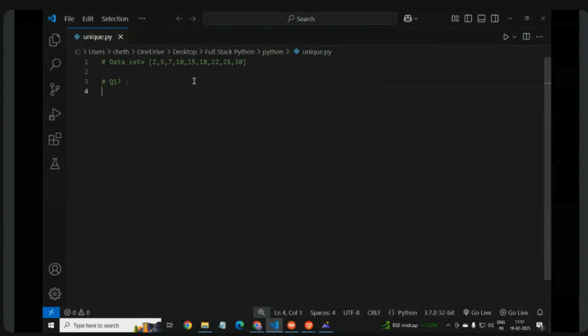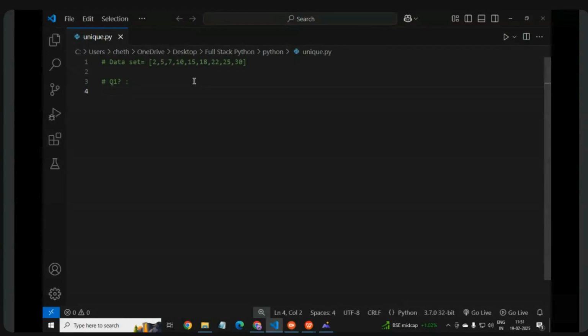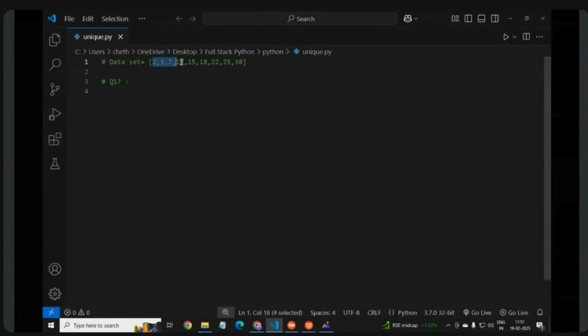So how to find this one? First of all, we have to see the data which is in the lower half. Lower half data is 2, 5, 7 and 10. Then, to find the median of the data, first of all we have to arrange that data into ascending order, like 2, 5, 7. Okay, it is already in ascending order.